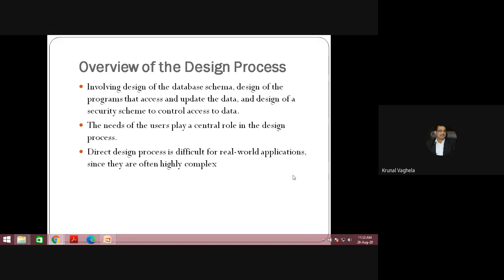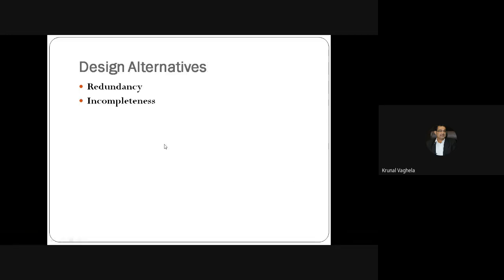And the third line written says, direct design process is difficult for real-world applications since they are highly complex. I already explained that the direct design process is very difficult. Now, design alternatives. Design alternatives means the mistakes we can make while designing the database. One is redundancy and the second is incompleteness. Now let me explain these two design alternatives with one example.